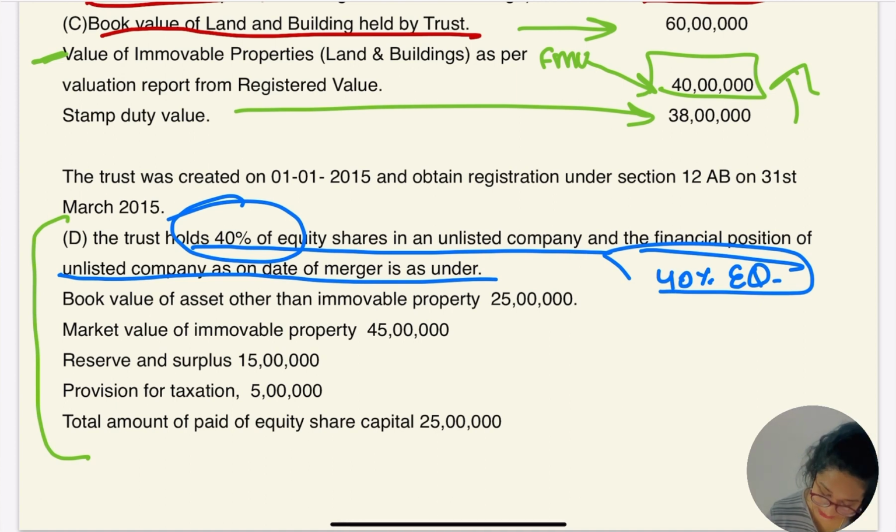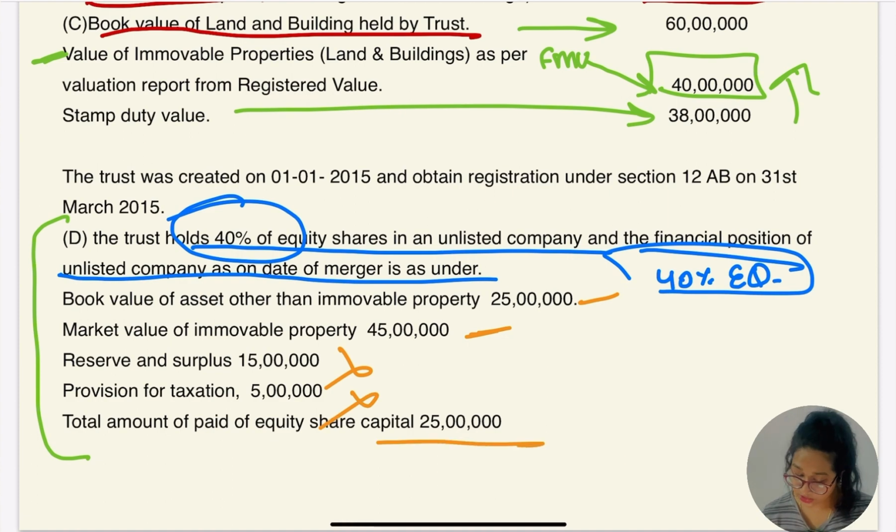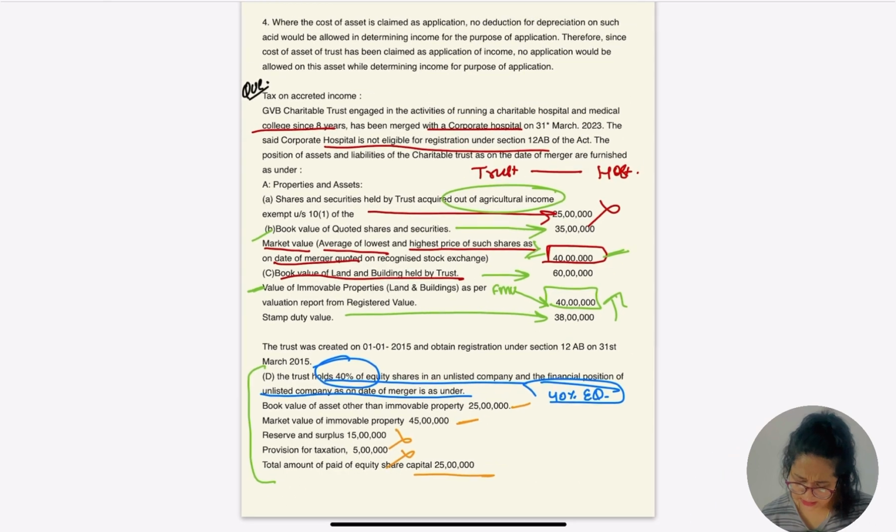Let's go for the things mentioned here. Book value of assets other than immovable property: are we going to take this? Yes, we are going to take this. What about the immovable property? Yes, the market value of immovable property is here, so are we going to take it? Yes, the 45 lakh full amount we are going to take. What about the reserves and surplus? No. What about the provision for taxation? No. What about the total equity share capital? No. Let's go back.